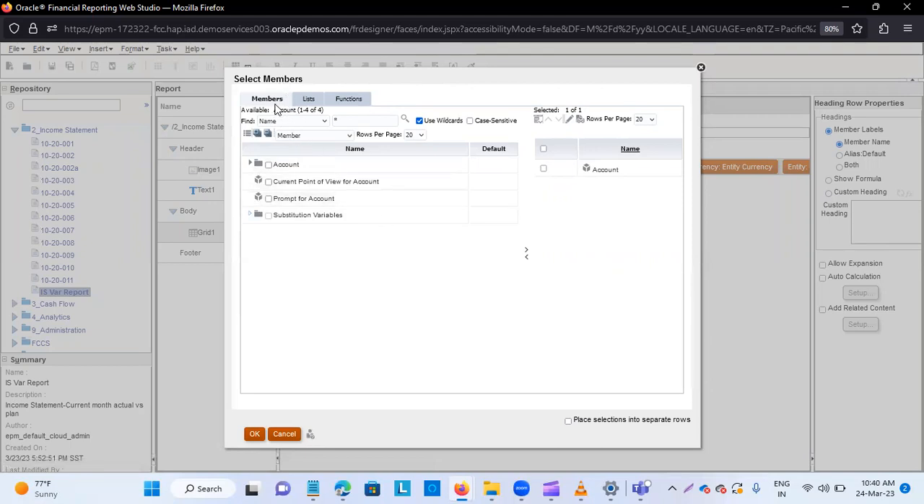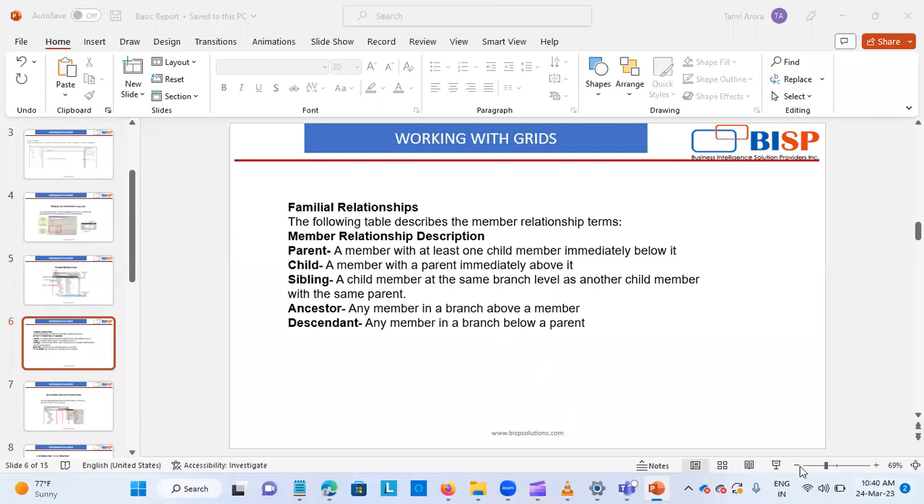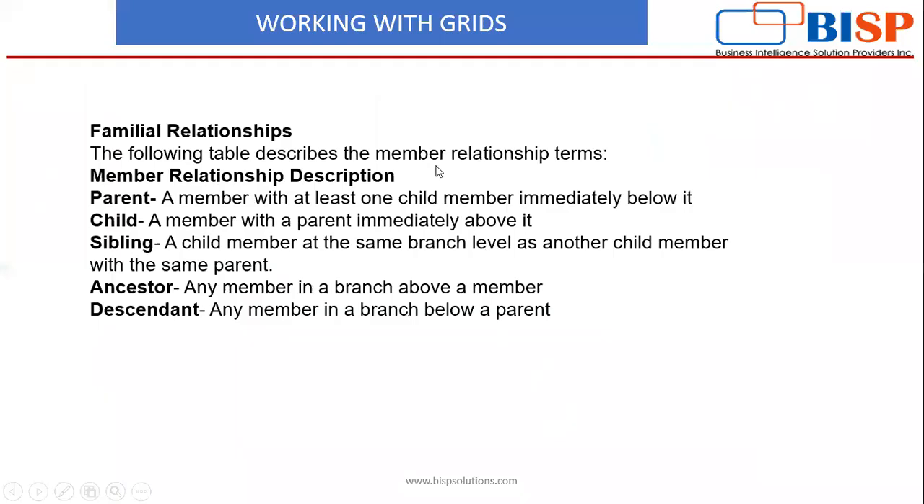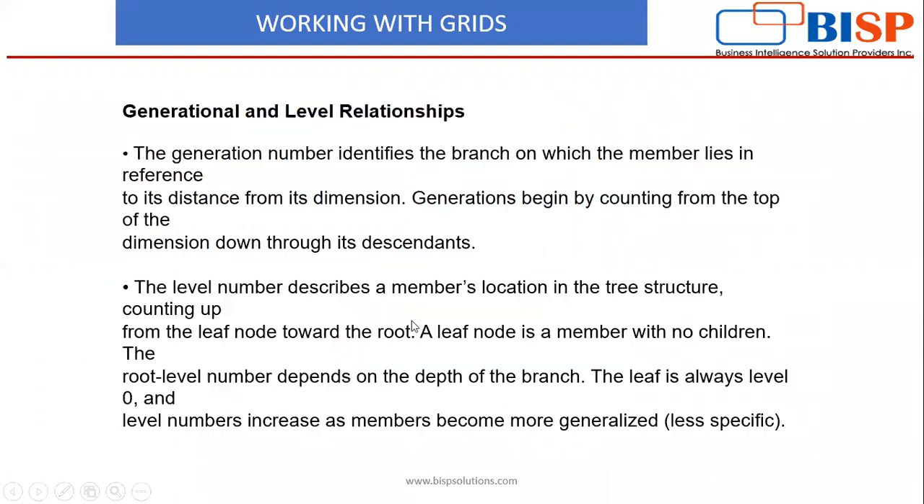As you can see, if I select from members, this is the hierarchy. A generation level hierarchy, or you can say a familial hierarchy, is there. We have familial relationships, member relationship descriptions: parent, child, sibling, ancestor, and descendant. And we also have generational and level relationships as well. We can choose generation wise and level wise.